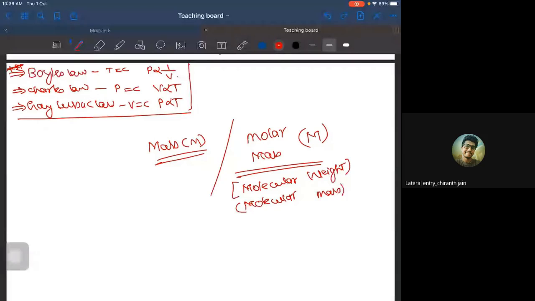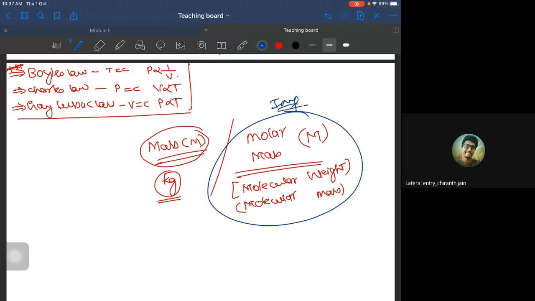Anyone knows the difference between these two? So, mass you already know. Mass is calculated in terms of kgs, but let me explain what molar mass is, which is very important for the further problems. Now, there is a concept known as a mole. What do you mean by mole, which is indicated by n? Number of moles is indicated by small n. What is this mole concept? Anyone knows?